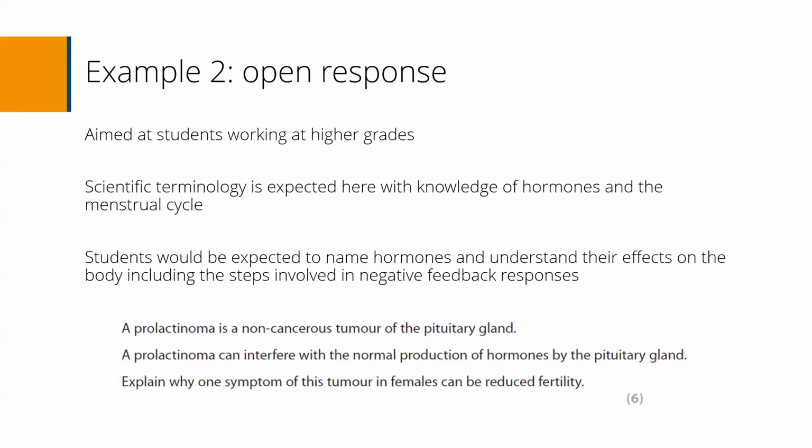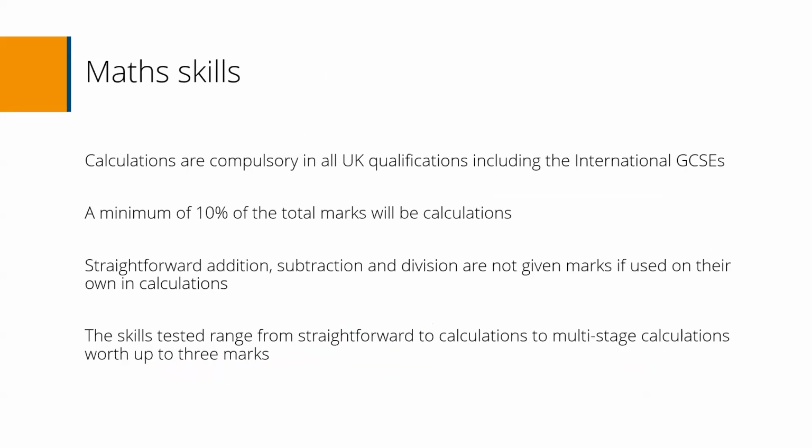Right, let's think next about maths skills. Calculations are compulsory in all UK qualifications. We said this: in biology and in human biology, 10% of the marks are calculations. 10% of your marks can make a difference of 2 grades in your exam. 10% of marks is a wide range of marks.